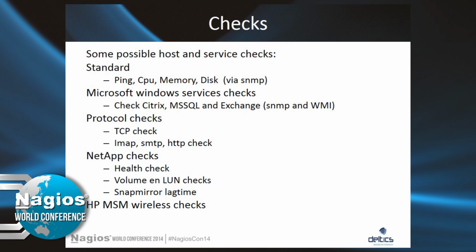For NetApp, we do an overall health check, volume and LUN checks, and a SnapMirror lag time check to see if the SnapMirror lag time is not too high. And I recently wrote an HP MSM wireless check. We had some customers with HP MSM access points, and out of the 300 access points, there were suddenly 200 access points out of sync, which we didn't notice because you won't log into the web interface to see if they're all still in sync. And there were 200 out of sync.